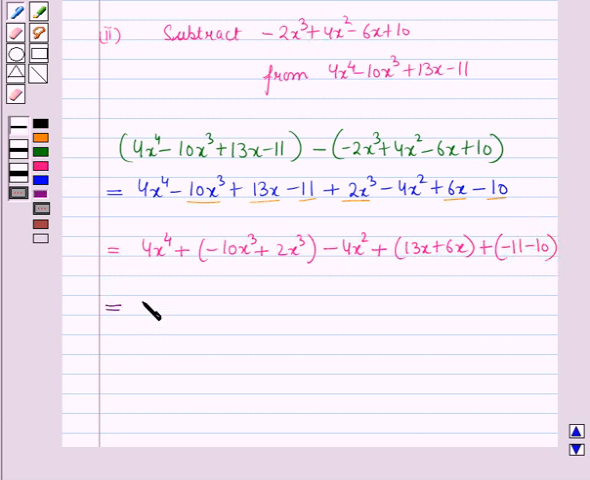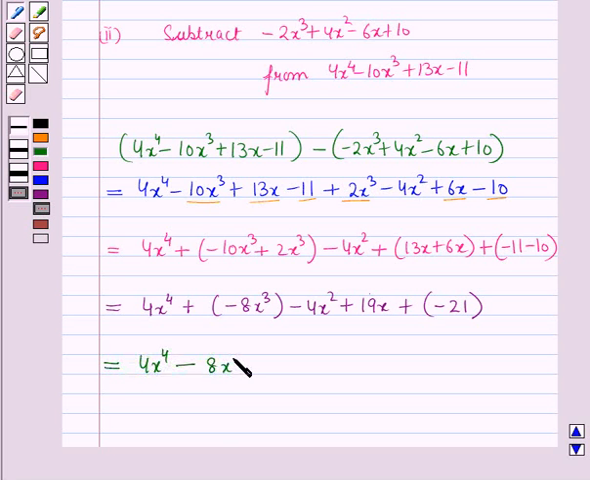which is equal to 4x⁴ plus (-8x³) minus 4x² plus 13x + 6x is 19x, plus (-11 - 10), that is -21. Now this is equal to 4x⁴ - 8x³ - 4x² + 19x - 21.